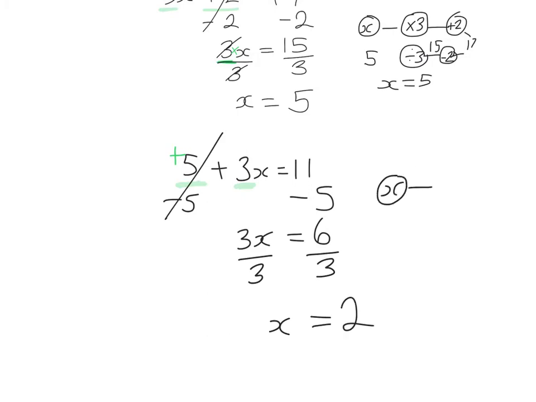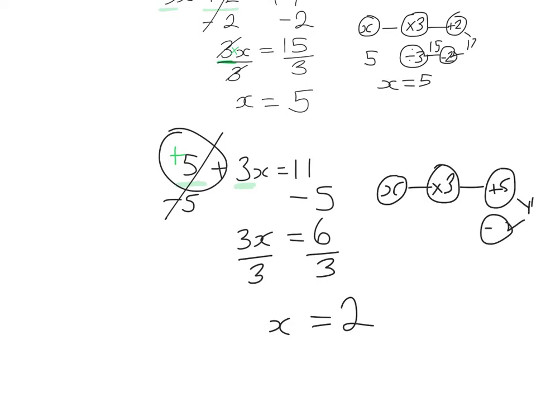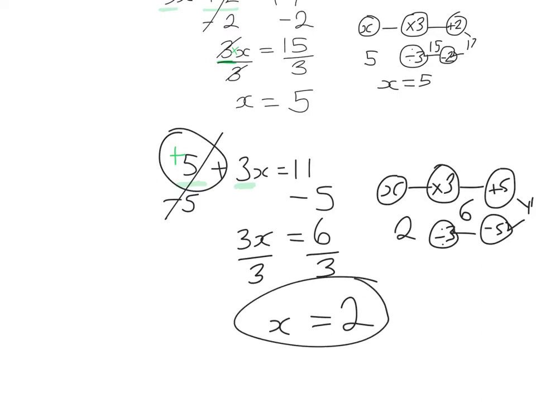Put it with bubbles. X is my letter. 3x means times 3. Remember that 5 means plus 5. Gives me 11. And then the inverse, subtract 5, divide by 3. 11 subtract 5 is 6, divided by 3 is 2, which is the same answer.